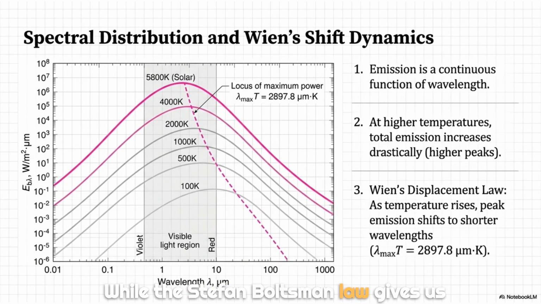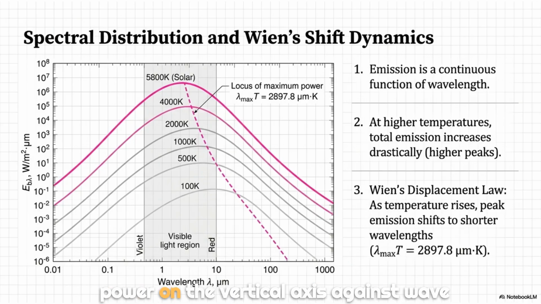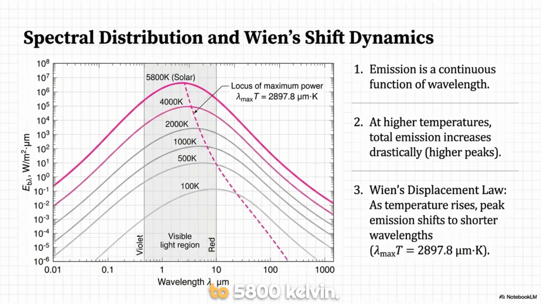While the Stefan-Boltzmann law gives us the total power across all wavelengths, we must also examine how that energy is distributed spectrally. This graph plots blackbody emissive power on the vertical axis against wavelength on the horizontal axis for temperatures ranging from 100 Kelvin up to 5800 Kelvin. Let's analyze the three core dynamics listed on the right.